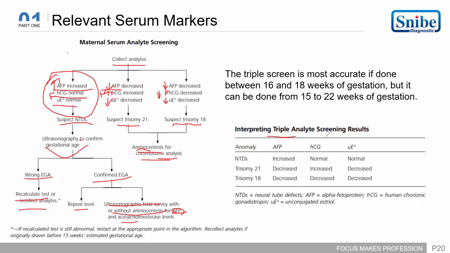So according to these triple test screening results, neural tube disease, trisomy 21 and trisomy 18 are evaluated on the basis of these non-invasive serological tests of alpha fetoprotein, free beta HCG and unconjugated estriol. These are the three specific prenatal markers used as a triple test for maternal screening to rule out neural tube disorders. Any questions?